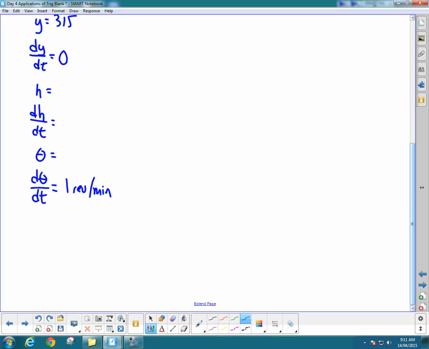Now, we'd like to talk in radians. So how far is 1 revolution in radians? 2 pi, good. So this we actually know is 2 pi radians per minute. We're going to use 2 pi instead of 1. We may need to do some more work later on to figure out h or dh by dt or theta, but let's not do work that we don't need to do.